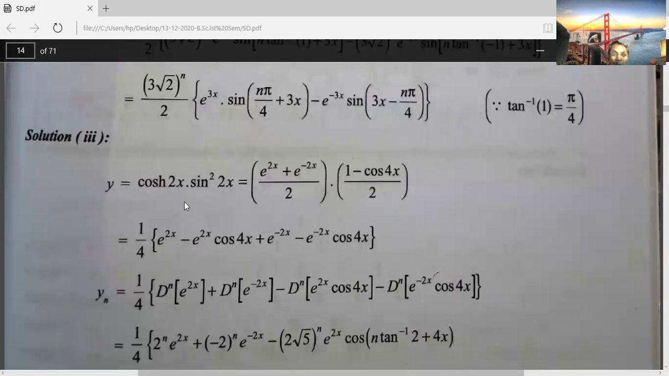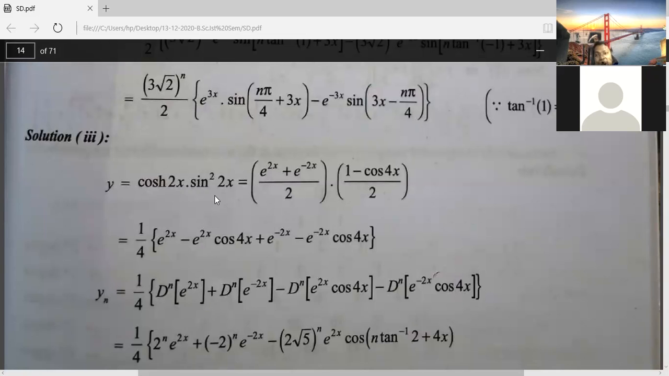Now cos hyperbolic 2x into sin square 2x. Now we express by using the definition. Okay. Now cos hyperbolic x, how you can write by using the definition? Cos hyperbolic x, I am saying e to the power x plus e to the power minus x by 2 you are writing. You have to replace x by 2x here, so that you are getting this.